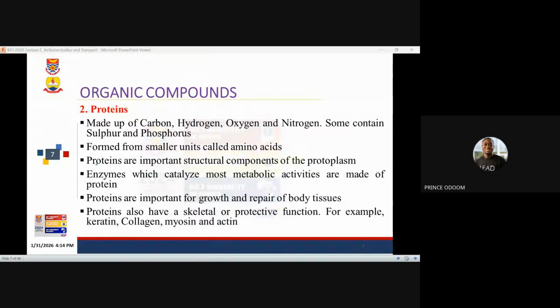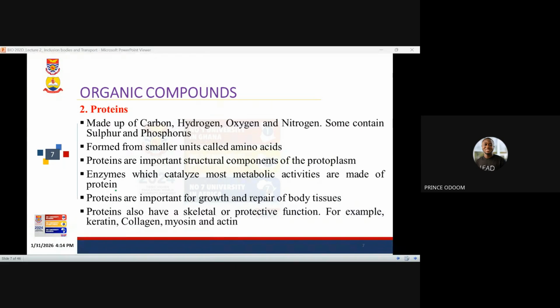Proteins are formed from smaller units called amino acids. Just like monosaccharides are the basic units of carbohydrates, the smaller units of protein are amino acids. The amino acids come together with peptide bonds, and then they form what you call the polypeptide, which is the protein. Proteins are an important structural component of the protoplasm. So we cannot do away with proteins. Enzymes, which catalyze most metabolic activities, are made up of proteins. So enzymes are protein in nature.